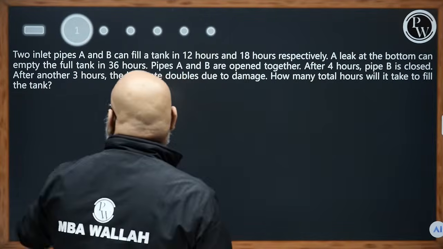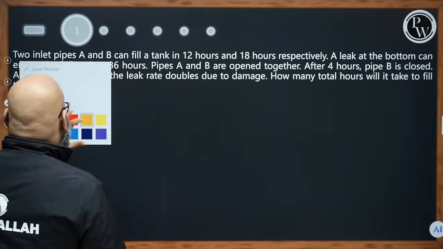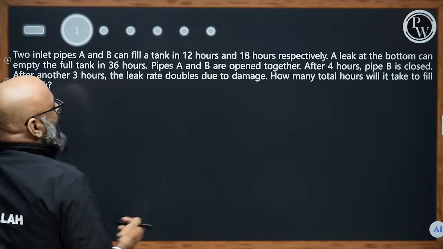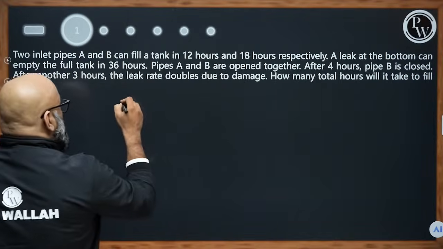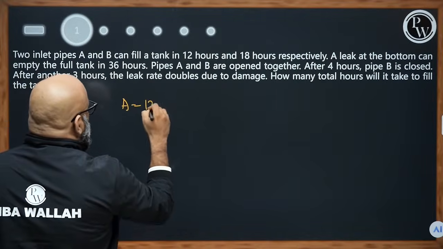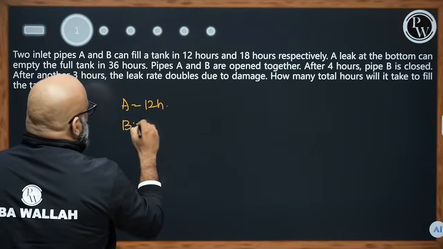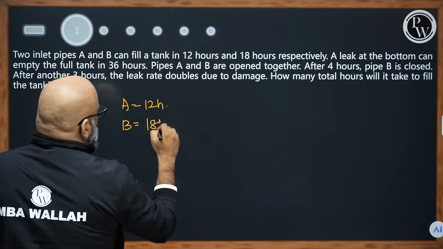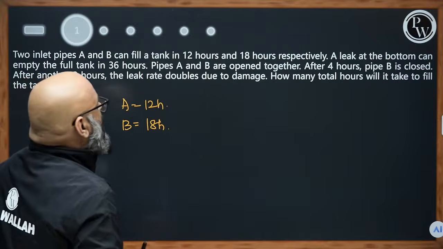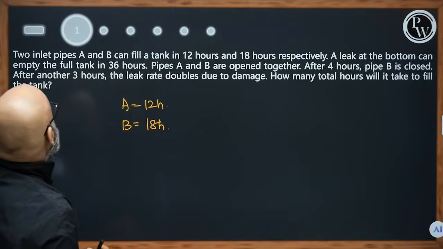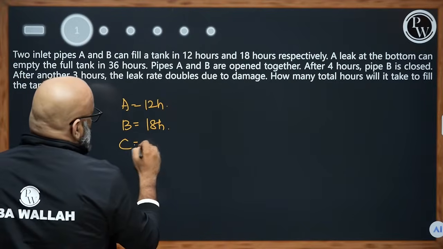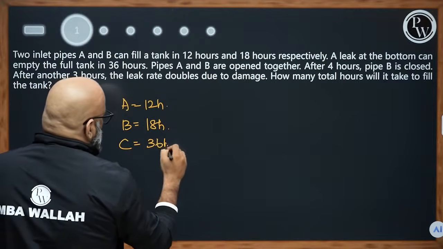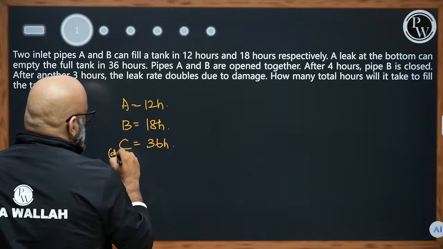So let's do this. The question says, two inlet pipes A and B can fill a tank in 12 hours and 18 hours respectively. So A is equal to 12 hours, B is equal to 18 hours. A leak at the bottom can empty the full tank in 36 hours. C can empty it in 36 hours, but I'll have to remember that this is a drain pipe.